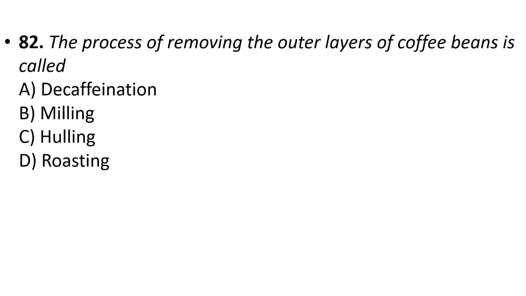82. The process of removing the outer layers of coffee beans is called decaffeination, milling, hulling, roasting. Your answer is C, hulling.